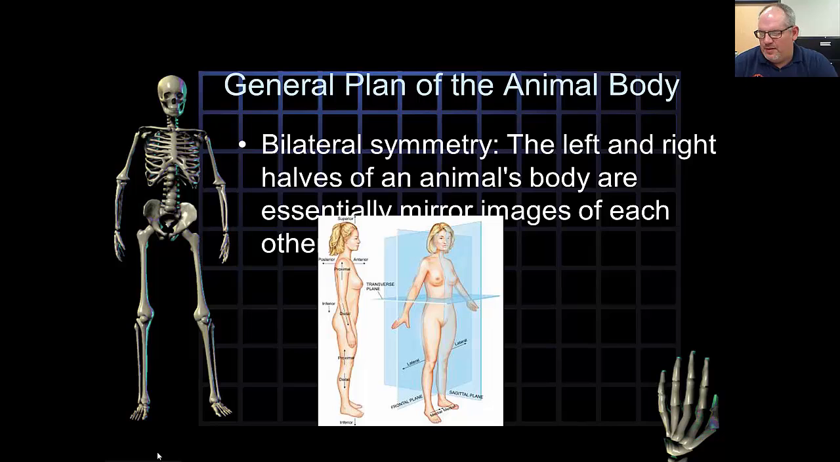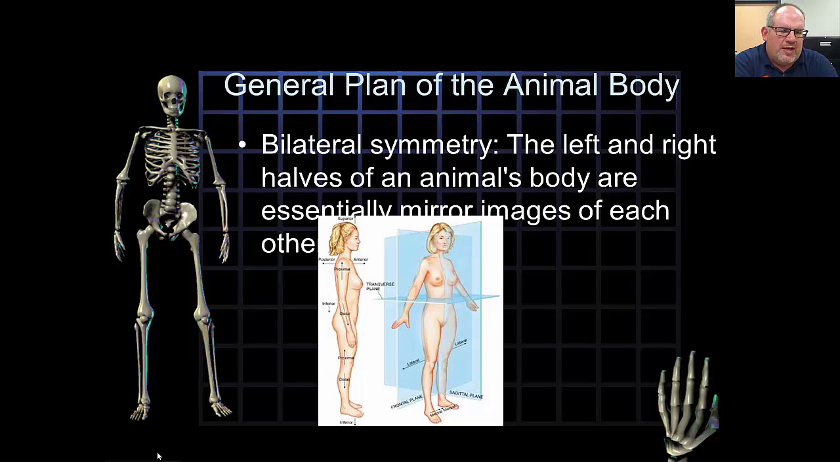We do have this thing called bilateral symmetry across the body. And so we kind of have a human example here. It shows where there's lateral. It shows some of the mid-sagittal, the median planes. In humans, they use the words anterior and posterior, superior and inferior.